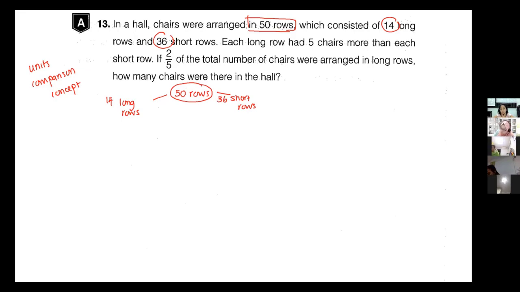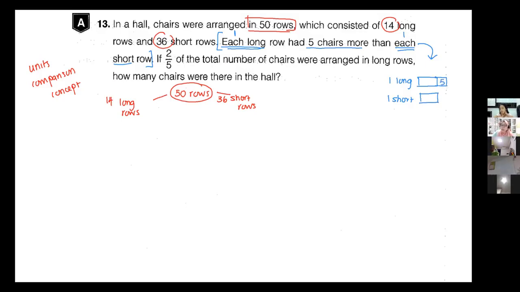Okay, now comes the important sentence. This one is where the comparison starts. They mention each long row means one long row had 5 chairs more than each short row means one. So they are trying to compare. For this one, if I want to draw my comparison model, it will look like this. So one long row, one short row. At first, they are the same parts, right? However, my long row will have 5 chairs more.